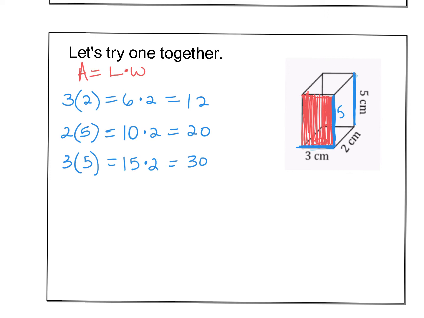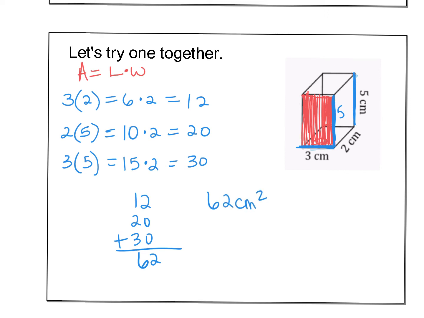So now I'm just simply going to add these 3 numbers together. So I have 12 plus 20 plus 30. So I'm going to add all of those sides up. So 2 plus 0 is 2, 3 plus 2 is 5, plus 1 is 6. So my final answer is 62 centimeters squared.